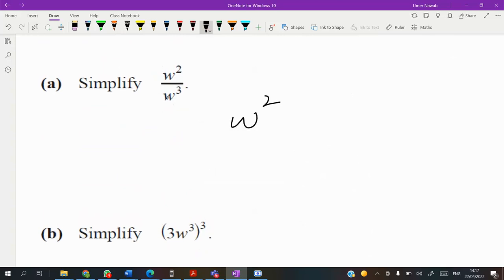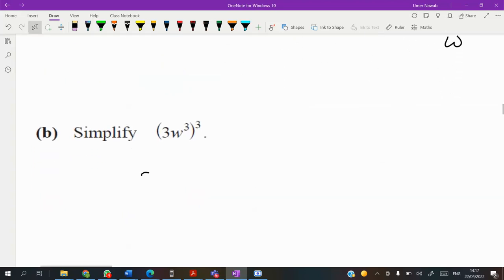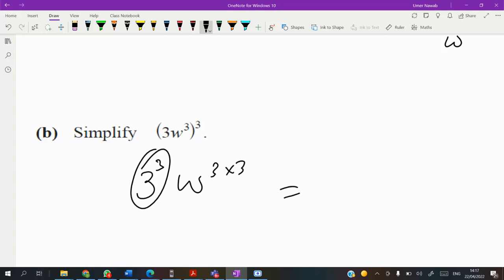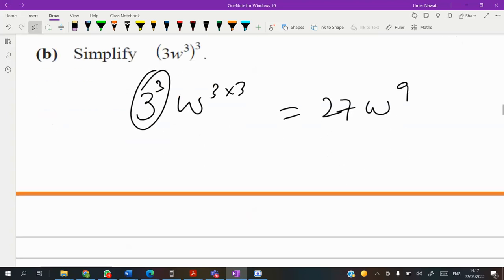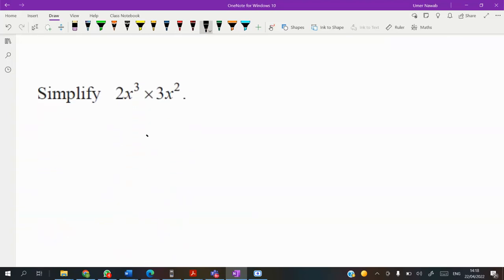W2, this is again division. So this is 3. I will write here minus 3. So w is equal to 2 minus 3 is minus 1, or I can also write it as 1 over w. Now share the power: 3 raised to 3 and w 3 times 3. So 3 power 3, it's not 3 times 3, 9. It's a 3 power 3. So 3 power 3 is 27 and w raised to 9. 2 times 3 is 6x, 3 plus 2. So 6x, 3 plus 2 is 5.